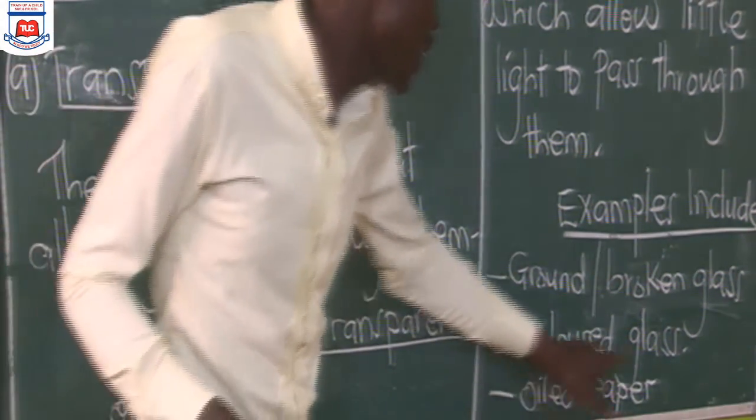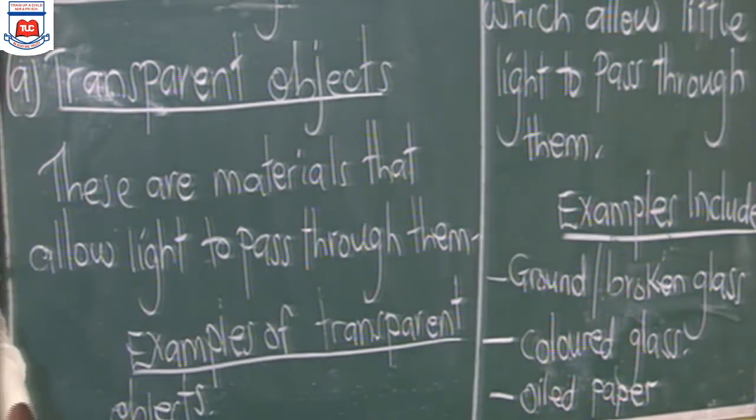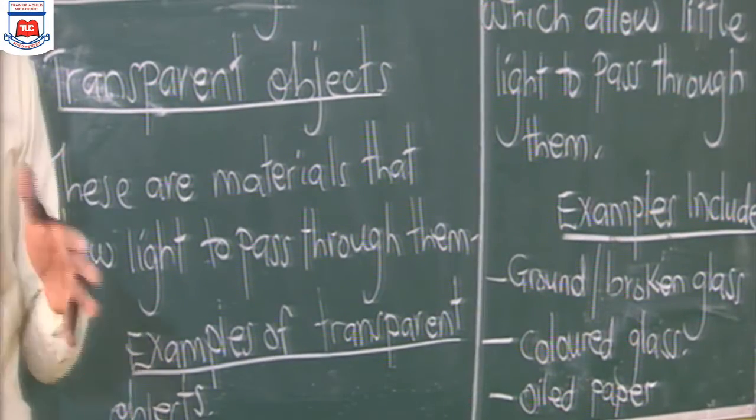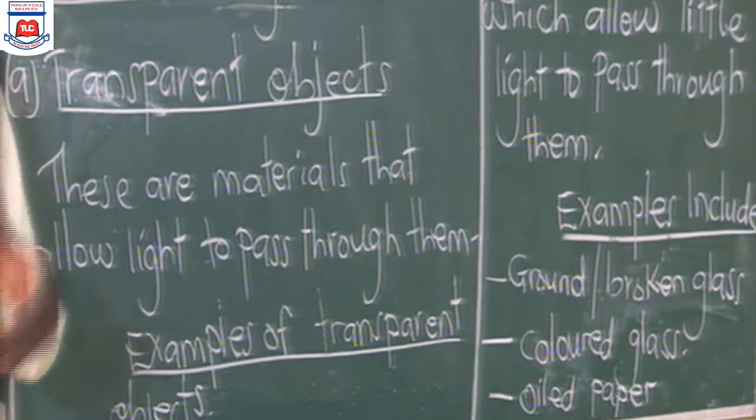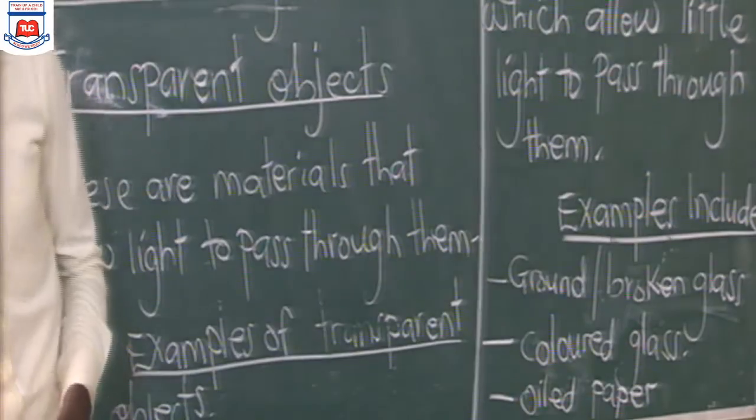Then we have colored glass. The glass which is tinted, either black or white, can't allow much light to pass through it. It allows very little light to pass through it because it is tinted or colored.